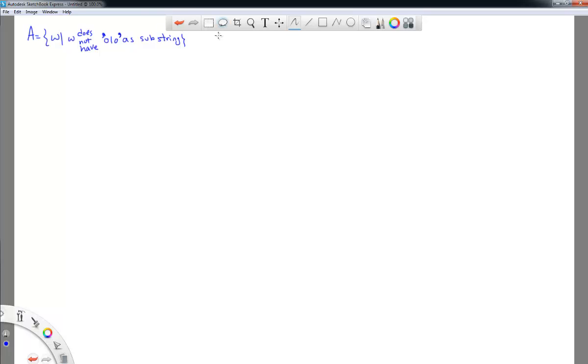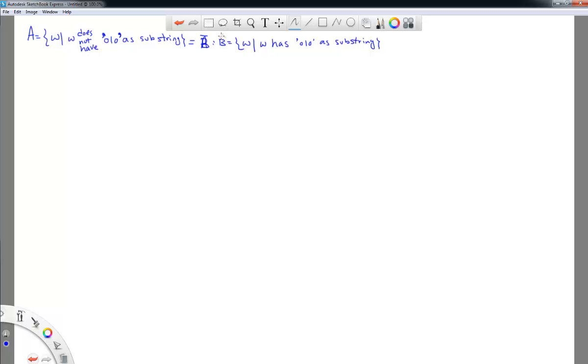Now if you look at this, this is actually equal to the complement of B, where B is equal to all the W's such that W has 0, 1, 0 as a substring. And it's much easier to build the automaton that accepts strings that have 0, 1, 0 as a substring than it is to build the first one. So we're going to build the machine that accepts B.